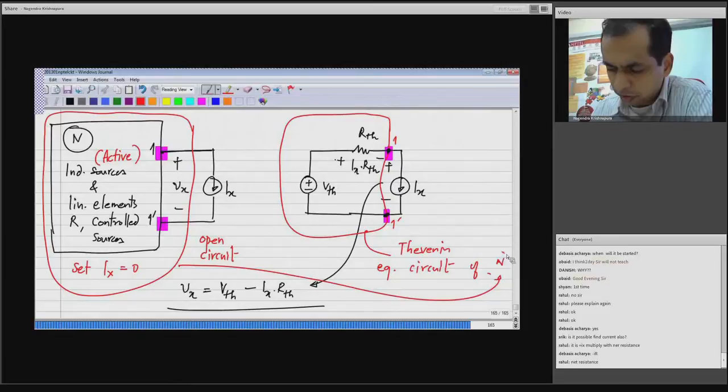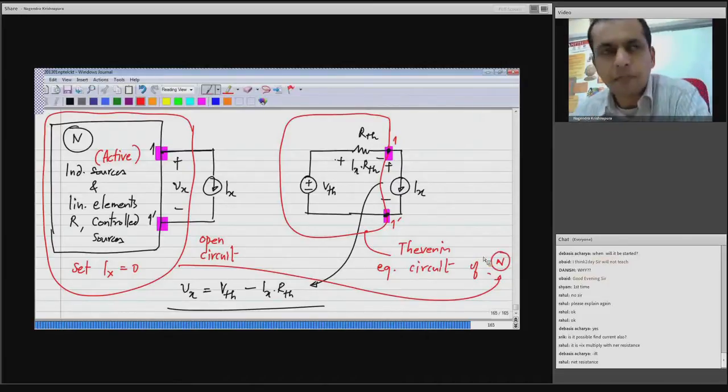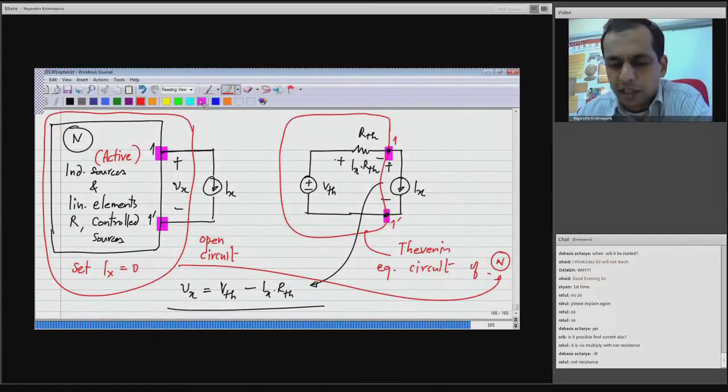So now, as I said earlier, if you are not interested in the internal details of this, let's say you design a very complicated circuit with hundreds of resistors and control sources and many independent sources, and you want somebody else to use it, but you have only two terminals that are brought out, which is what they are going to use. In that case, they don't need to know all the internal details of this. All you have to do is give the Thevenin equivalent. You give the value of VTH and RTH. Because you know the internal details, you can calculate these things.